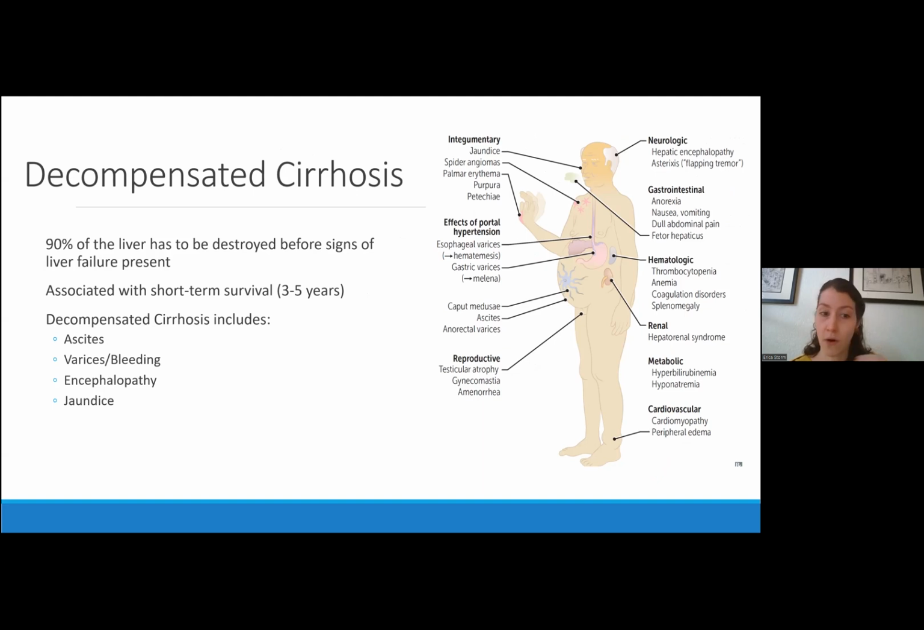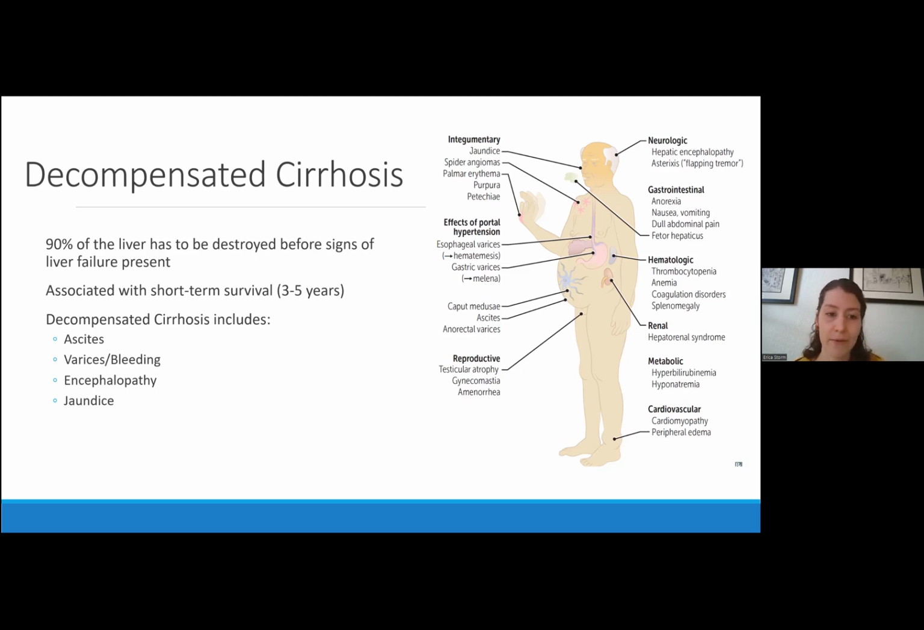I would say that all hepatologists agree that once we reach this stage of decompensated cirrhosis, when your liver is no longer able to function and able to keep your body working normally, you have a really poor short-term survival on the order of like 3 to 5 years once you start getting some of these clinical signs. However, what pillars or facets or clinical signs are included in that initial diagnosis can vary.